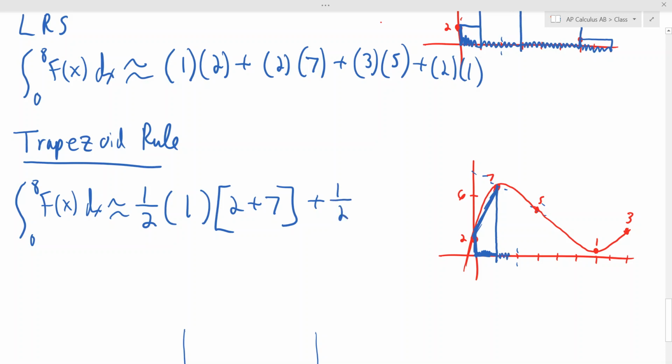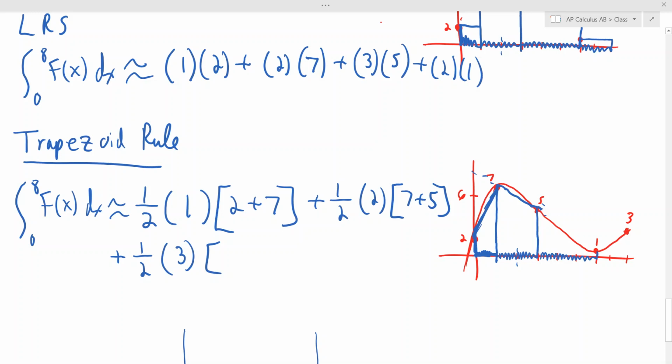Plus, we're going to take the second trapezoid. Well, that's going from 1 to 3. So that has a height of 2. And the bases are 7 plus 5. That's my second trapezoid. And you can see the trapezoids do a much better job approximating the area under that curve. Plus, 1/2 times the height of the next one goes from 3 to 6, so that's a height of 3, and the bases are going to be 5 and 1. So 5 plus 1 plus 1/2 times the next trapezoid has a height of 2, and the bases are 1 and 3.